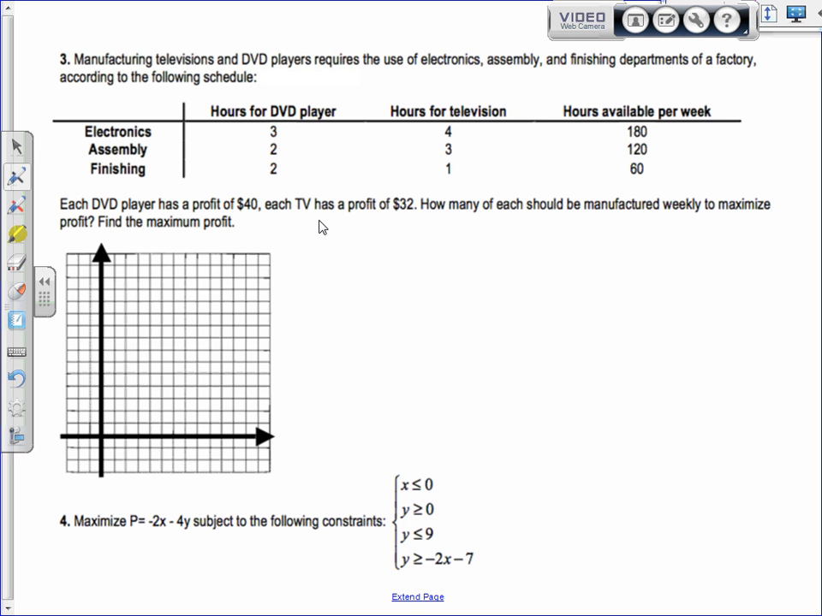Okay, so those are the things that are constrained, right? So we have the hours available per week. So we have electronics, assembly, finishing. And the number of hours in electronics has to be less than or equal to 180. Assembly is less than or equal to 120. Finishing is less than or equal to 60.